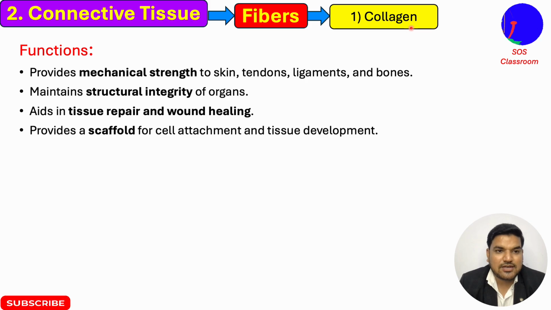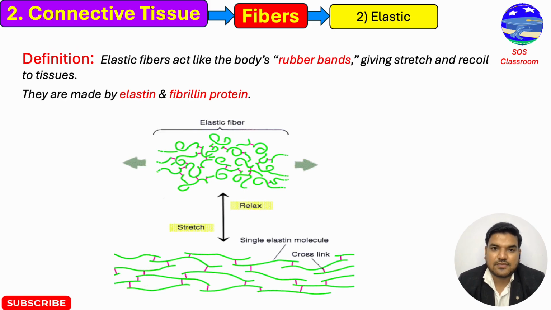What is the function of collagen fibers? First is the mechanical strength to the tissue, tendons, ligaments, and bones. Maintain structural integrity of the organs. Aid in tissue repair and wound healing, and provide the scaffold for cell attachment and tissue development. So these are the main functions of the collagen.